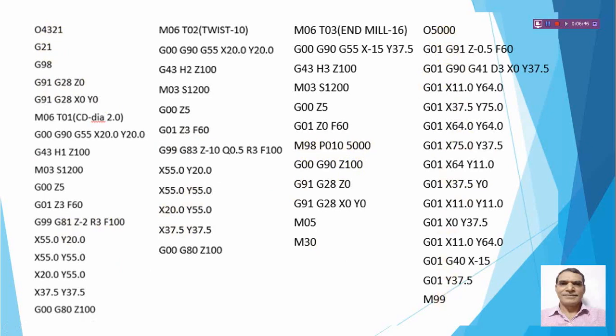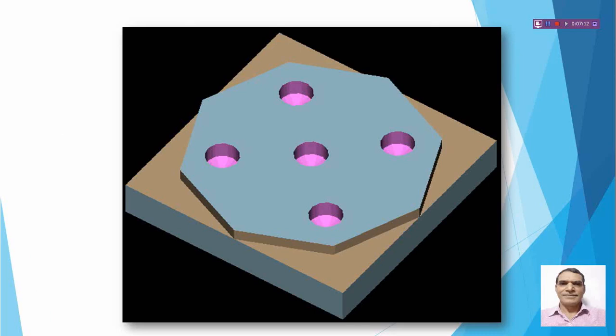After reaching this M99, again it will come back to this line G00, G90, Z100. After that it will go back to the reference point, switching off the spindle, and finally the program will be over by using M30. Like that we need to write the program. Finally we will get the product like this.